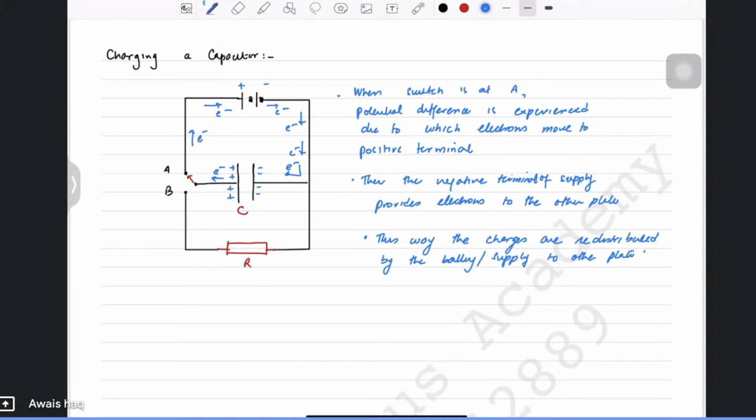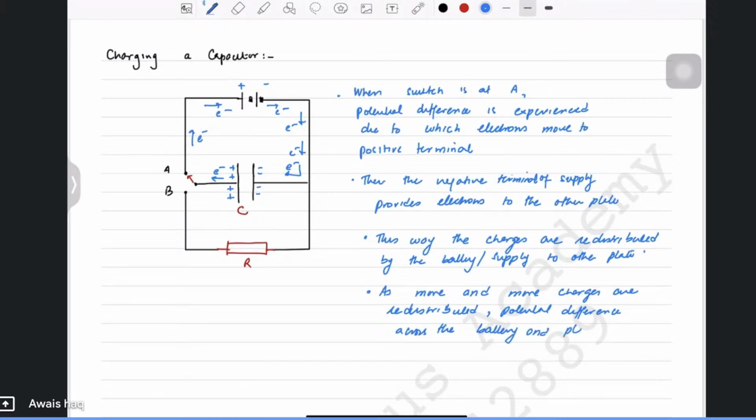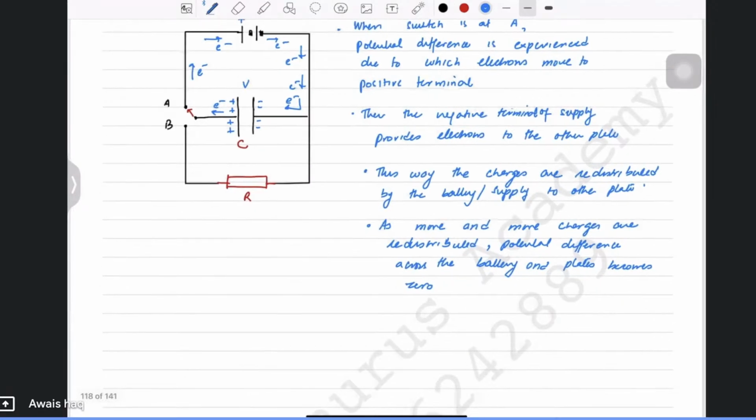Now, as more and more charges are redistributed, the potential difference across the battery and plates becomes 0, because initially it had some voltage like EMF, and now when the voltage here and the EMF become the same, obviously the potential difference is no more. Thus the flow of charge stops.